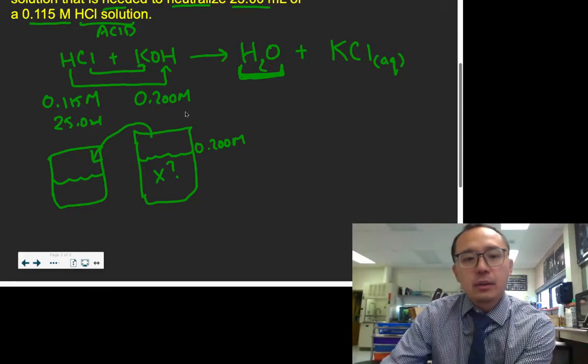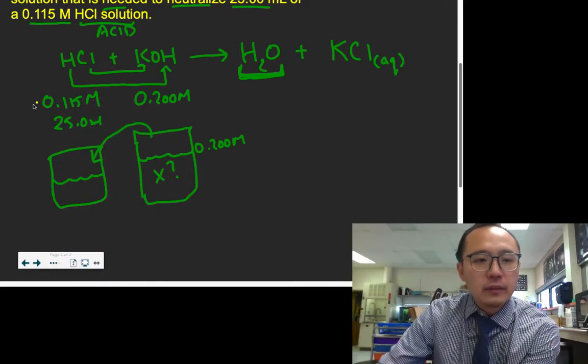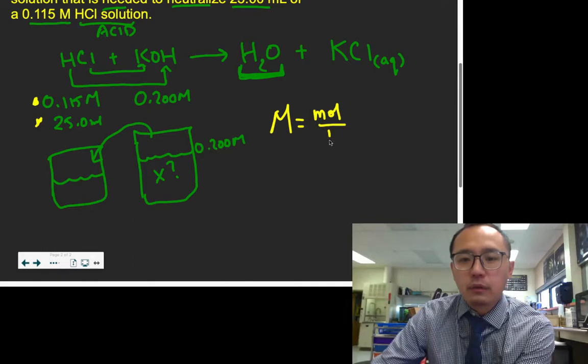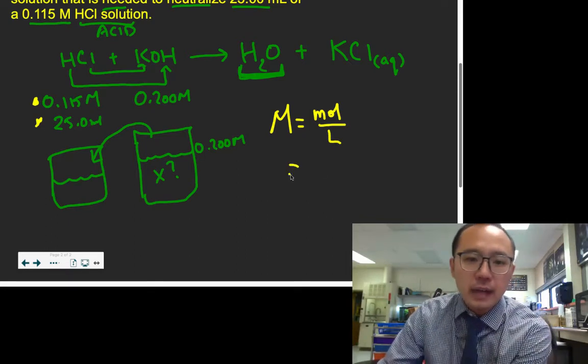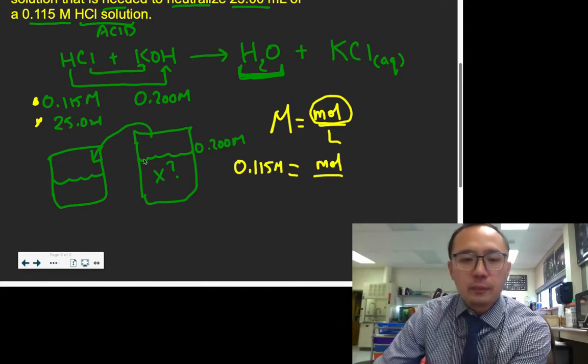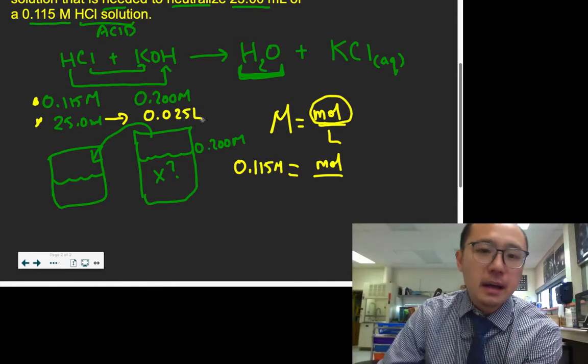So the first thing I also noticed is that you're given a molarity and a volume. And recall that your molarity equation is moles over volume, or moles per liter. And you can now calculate what the moles are. So let's put these numbers in here. 0.115 molar is equal to moles, that's what I'm trying to find, over the volume. Since this is in milliliters, I'm going to convert this right away. So this is going to give me 0.025 liters by dividing by 1,000.